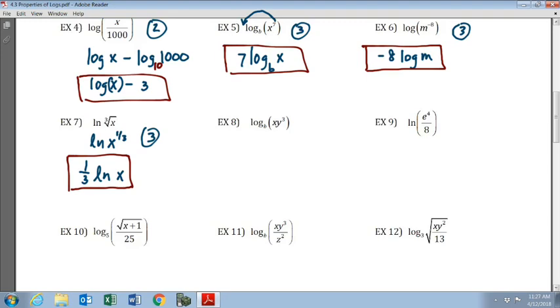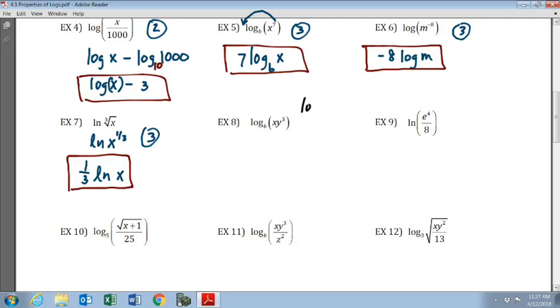All right, when you look at number 8, now we're getting into problems where we're going to end up using more than one of our rules. In this case, we're going to need the product rule because we have x times y cubed. And we do have y to the 3rd power, so we're going to be using the power rule. You've got to think about this. Can we use either one first, or do we have to go in a certain order?